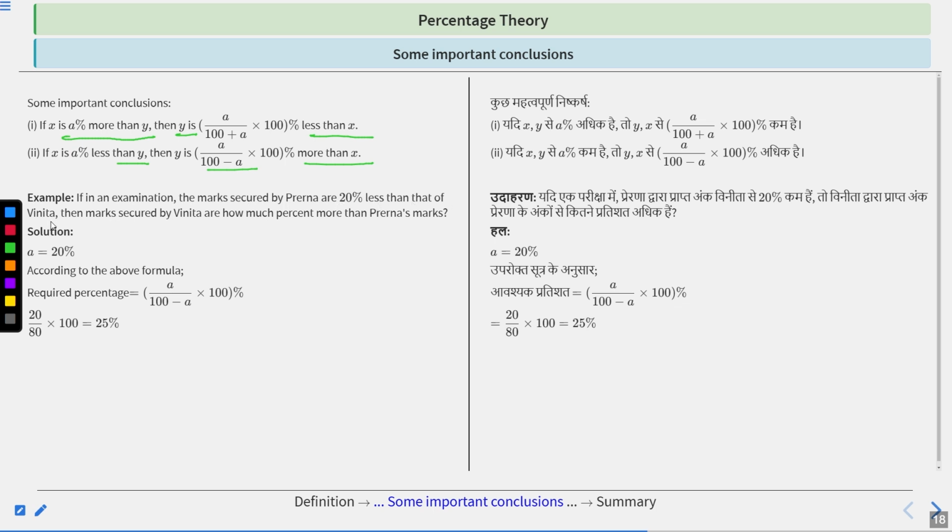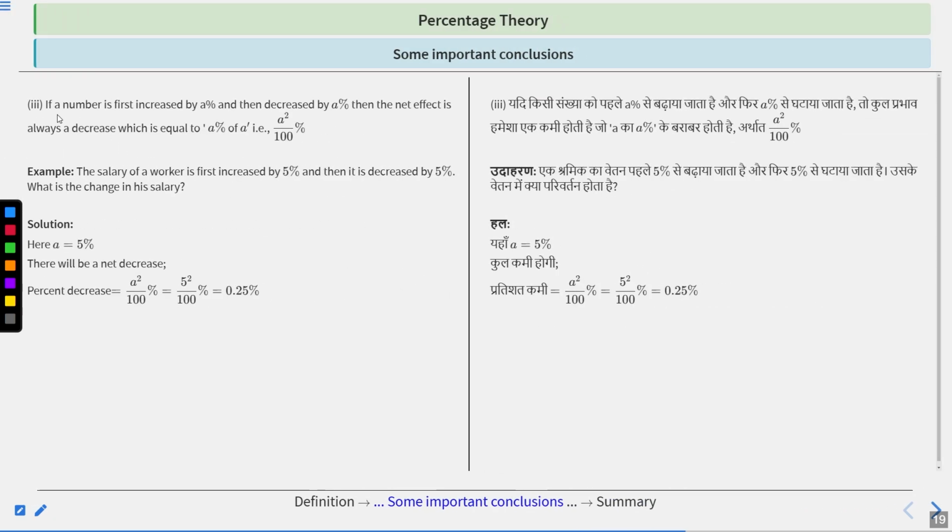For example, if in an examination the marks secured by Prerna are 20% less than that of Vinita, then the marks secured by Vinita are how much percent more than Prerna's marks? Now, a is 20%. According to the above formulas, which formula? First and second, in these two formulas, the required percentage is a upon 100 minus a multiplied by 100. So, in this question, a is 20. So, 20 upon 100 minus 20, which is 80, multiplied by 100, we get the value 25%. Okay.